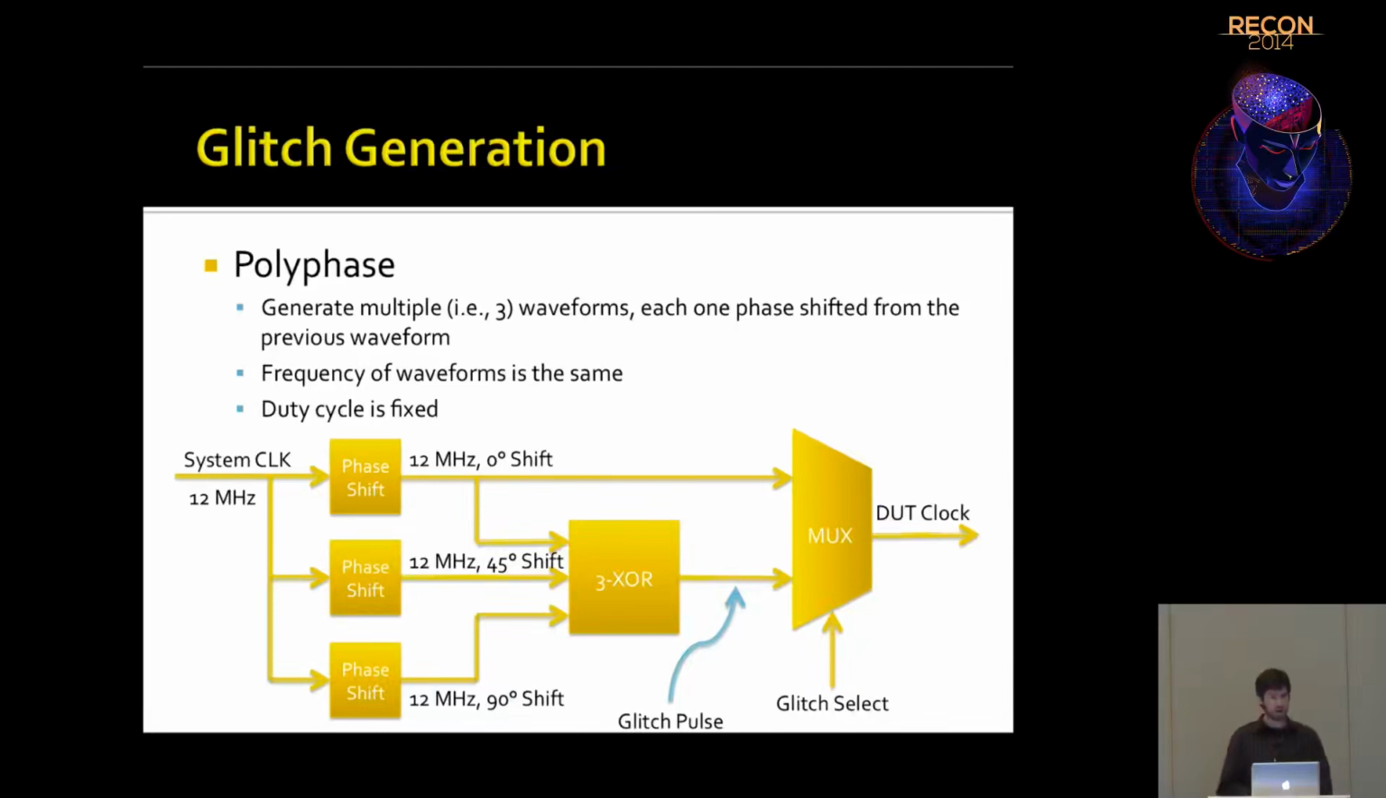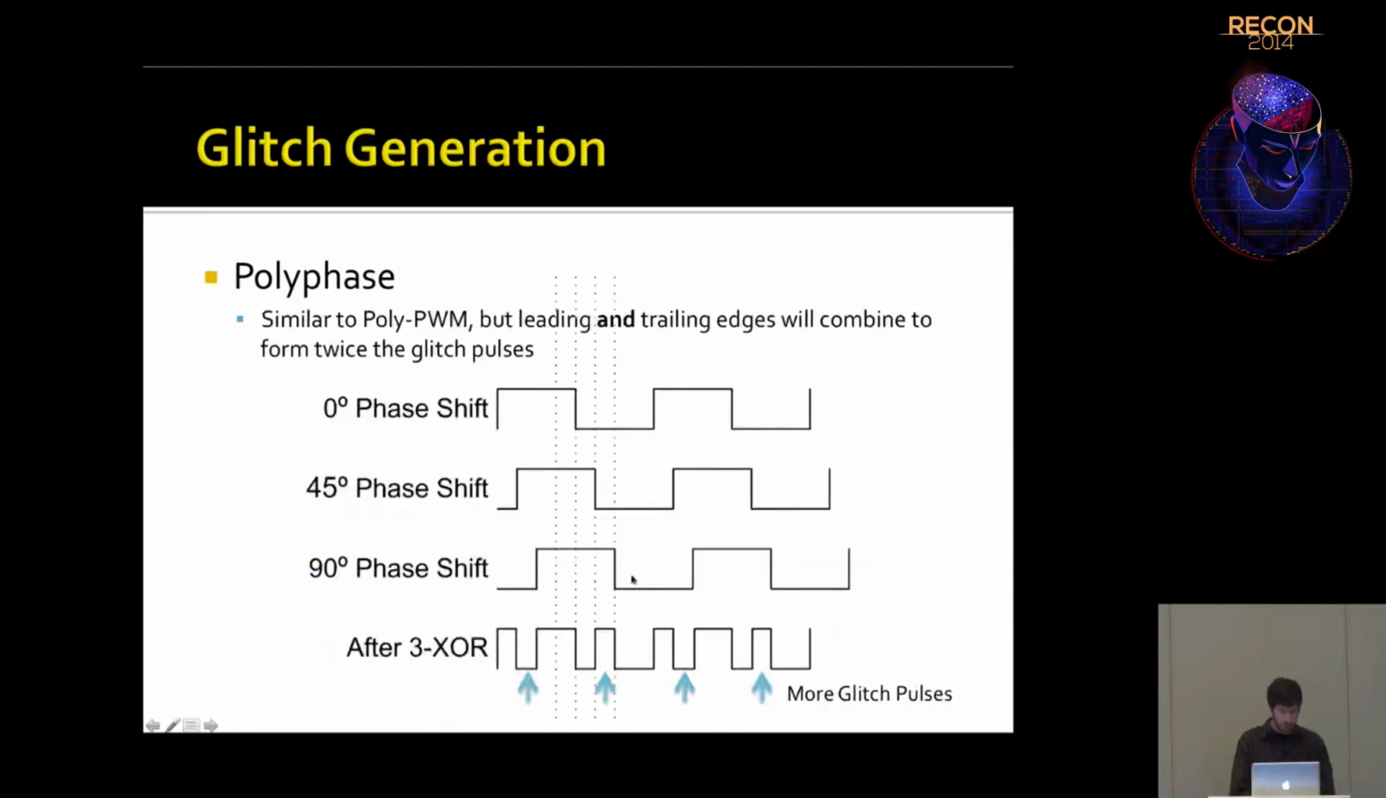Polyphase. This is basically pretty much the same thing as poly PWM, except you are using phase shifting as part of your PLL. I'm using Altera FPGAs, and their built-in PLLs allow you to phase shift right in the PLL. So all you do is shift your waves 2 and 3 successively further apart from one another, XOR them in again, and you'll get something that looks like this. It's really the same as the triple PWM, except it's doing it on the leading edges and the trailing edges of the waveform. So now instead of 2 glitch pulses, you get 4 in that same period of time.